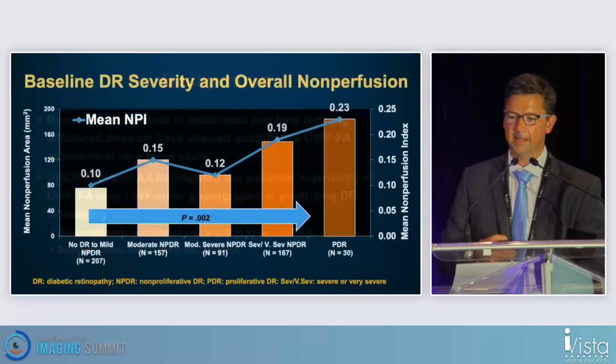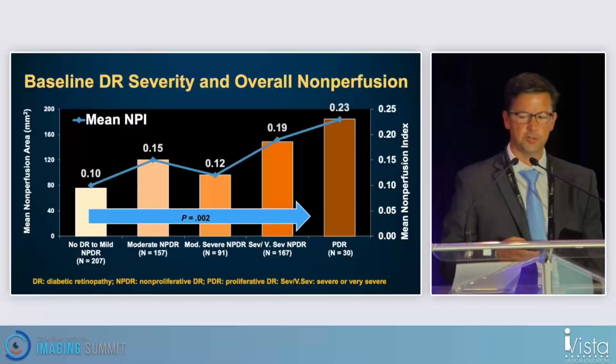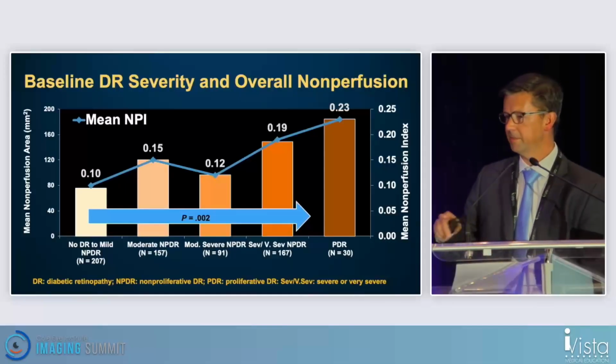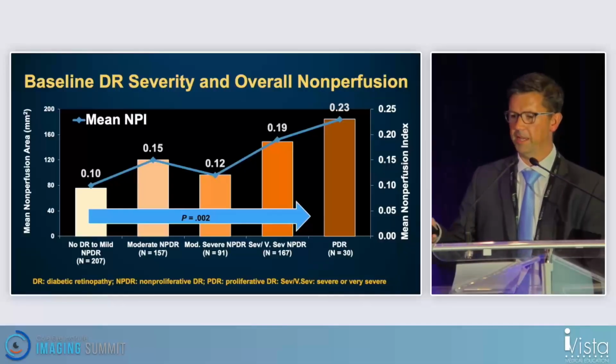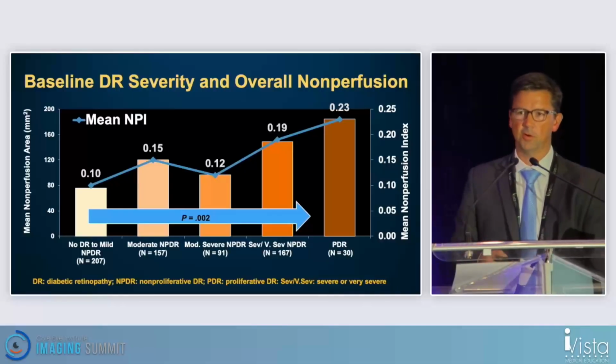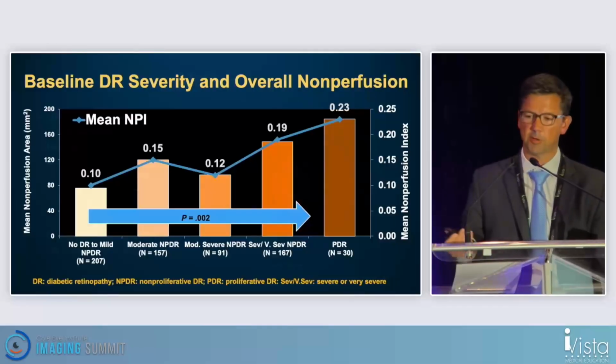They had predetermined that they were going to look at non-perfusion, and we can see here this relatively good correlation between mild NPDR all the way up to PDR, but again, a little bit of noise and oscillation there, and this was also linked to progression risk.